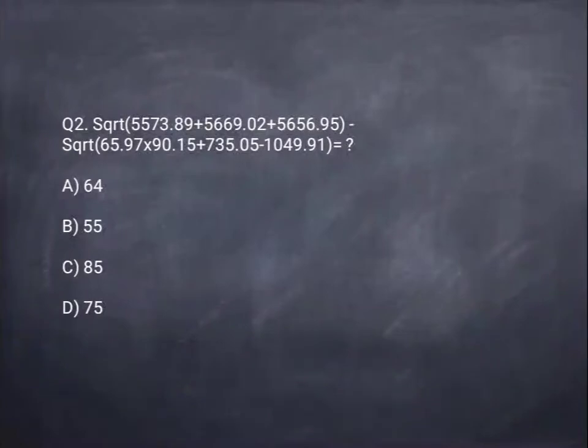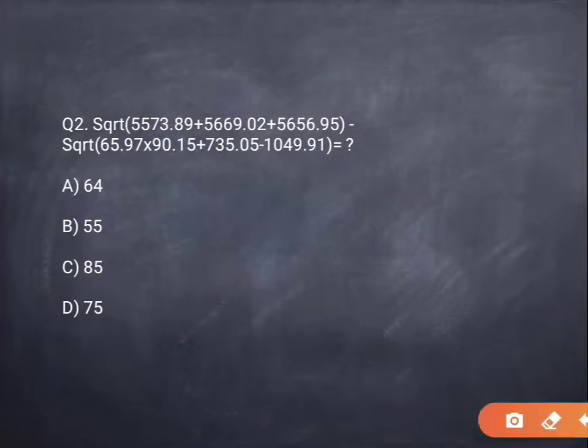Second question, square root of 5573.89 plus 5669.02 plus 5656.95 minus square root of 65.97 into 90.15 plus 735.05 minus 1049.91 is equal to what? Option A 64, option B 55, option C 85 and option D 75.